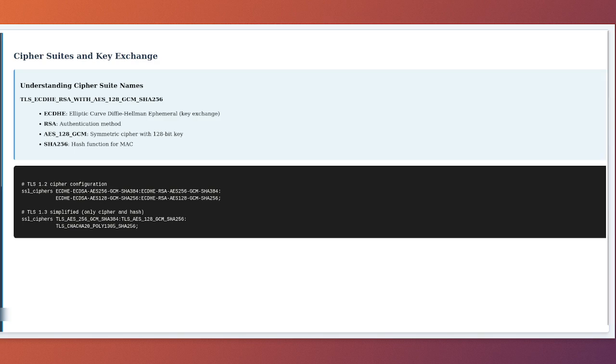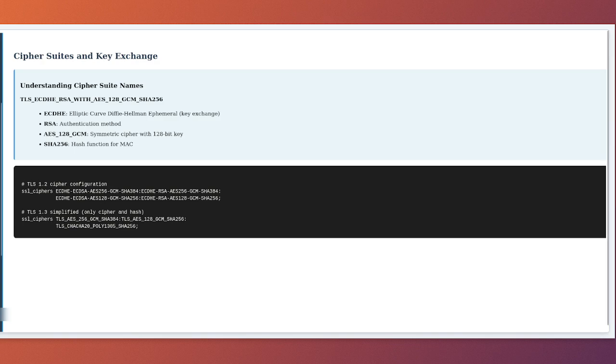In TLS 1.2 and earlier, a cipher suite name like TLS_ECDHE_RSA_WITH_AES_128_GCM_SHA256 tells a complete story. Breaking it down, ECDHE, elliptic curve Diffie-Hellman ephemeral, is the key exchange mechanism. RSA is how the server proves its identity. AES 128 GCM is the symmetric encryption algorithm, with 128-bit keys, in Galois/counter mode. And SHA-256 is the hash function for the MAC. It is like a detailed recipe, specifying every ingredient and cooking method.